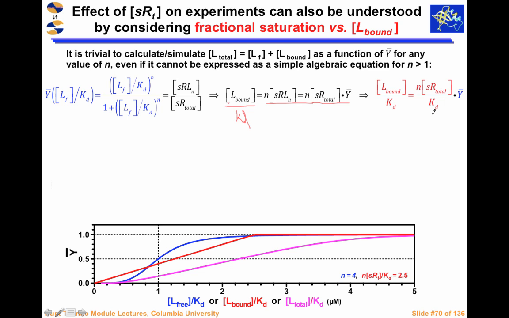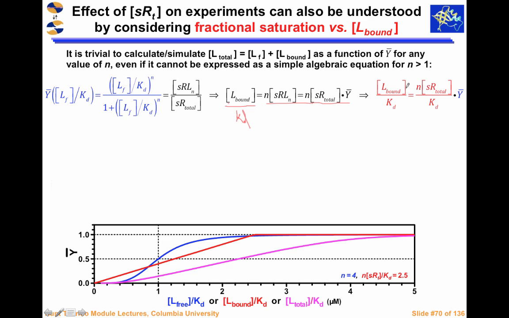Okay, so what does this mean? In a given binding experiment, these are all constant. N is the cooperativity, it's a property of the receptor. SRT is the amount of active receptor concentration, that's a property of our experiment. KD is a property of the receptor in the experimental conditions. In a given experiment, under given experimental conditions, for a given receptor, N and KD are constant. In a given experiment where we're titrating ligand onto receptor, SRT is constant. So NSRT in an experiment is a constant.